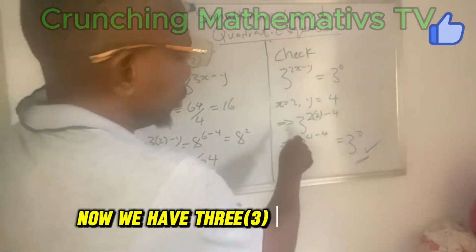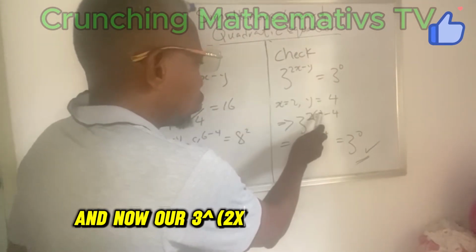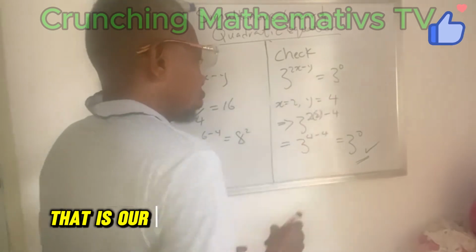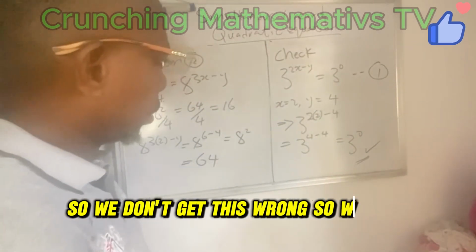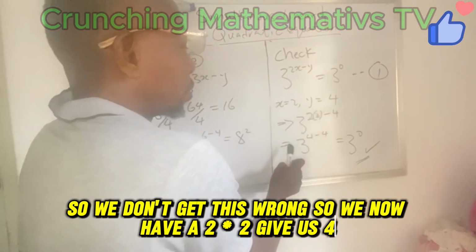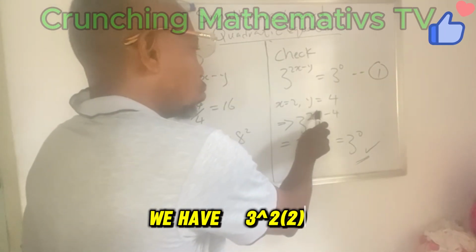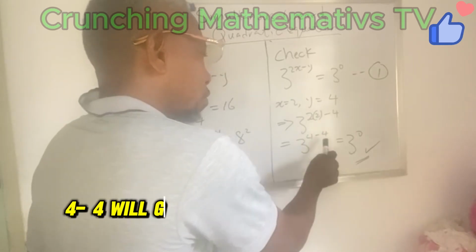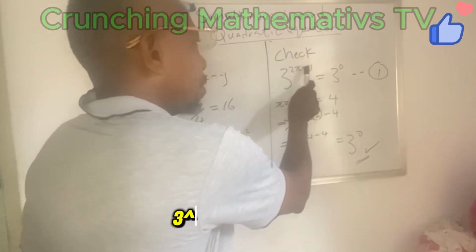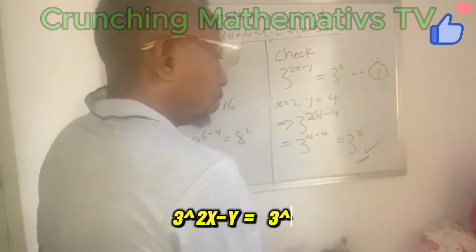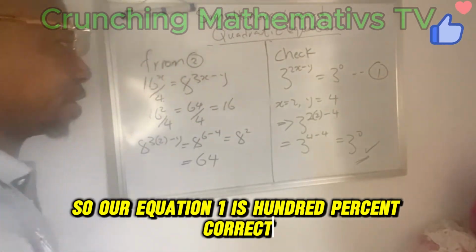Now we have 3 raised to power 2x minus y. Now our x is equal to 2, and y is 4. That is our equation 1, so we don't get it wrong. So we now have 2 times 2 will give us 4. We have 3 raised to power 4 minus 4, which will give us 0. That is how we got from equation 1, 2x minus y is equal to 3 raised to power 0. So our equation 1 is 100% correct.